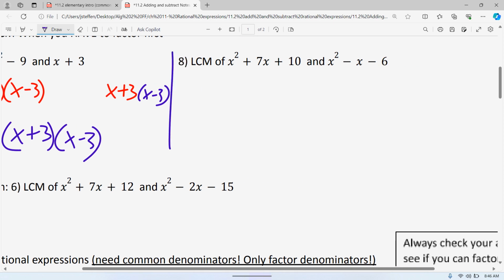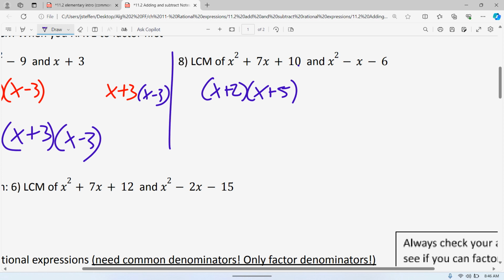Number 8, same thing. Factors of 10 that add up to 7 are 2 and 5. Again, if you need to do your x factoring to make sure you can, I still very much recommend double checking. 2 times 5 is 10. 2 plus 5 is 7.